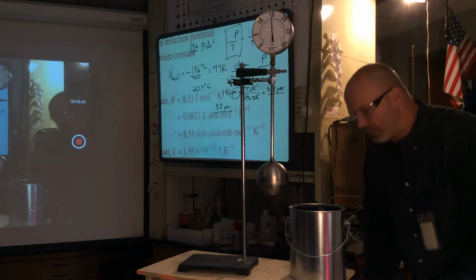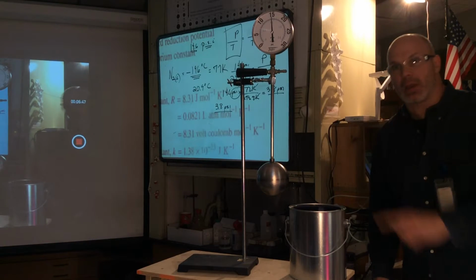What are we trying to test? I'm trying to see if my gases are behaving ideally.